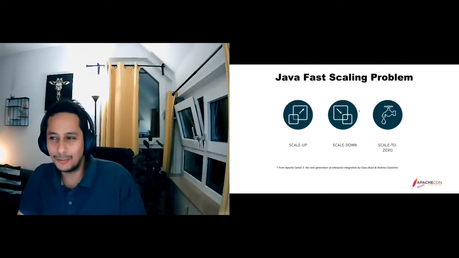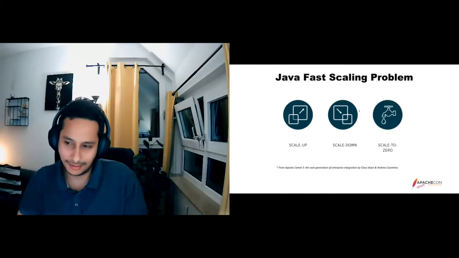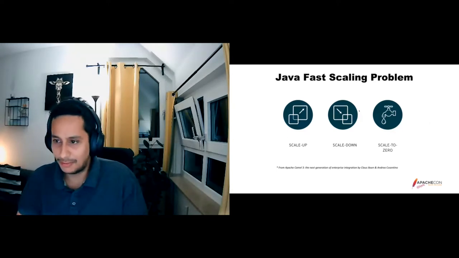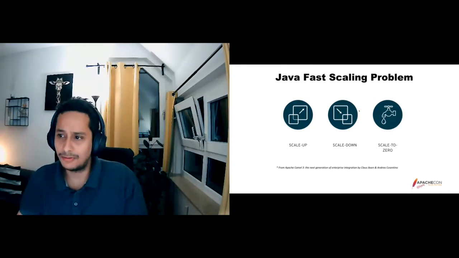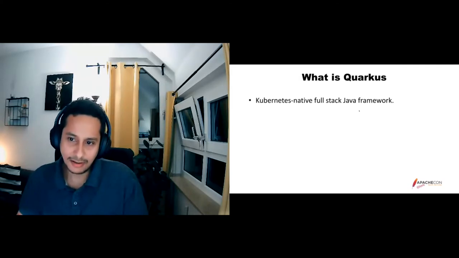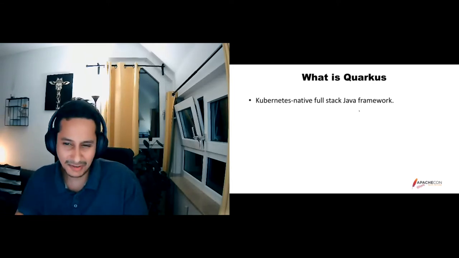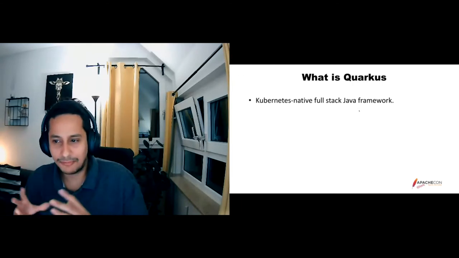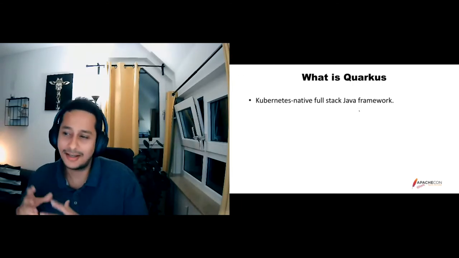These are the problems that we have. We need to solve this kind of problem: scaling up, scaling down, or scaling to zero with Knative. Then comes Quarkus. Quarkus was built as, I wouldn't say a framework, more of a full-stack Java framework, though I wouldn't even call it a framework.